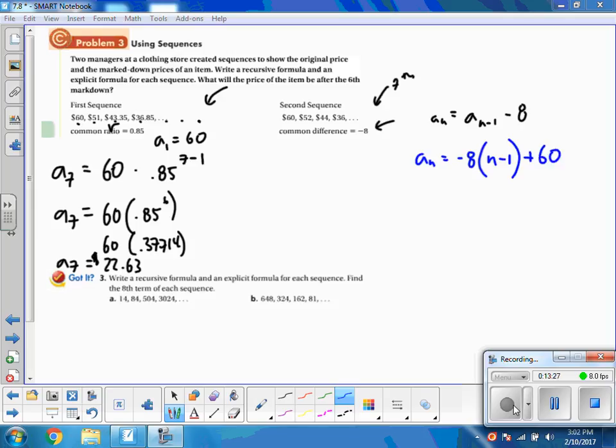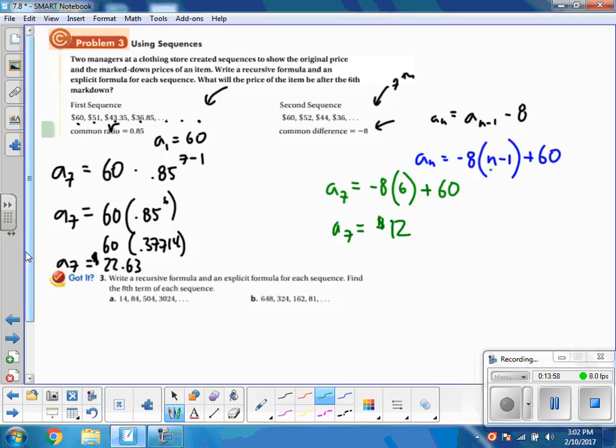So I'm starting at 60. For this one, I would use the explicit formula because I'm going to go out to the seventh term. It's going to be -8 times the seventh term minus 1, so 6, plus 60. I end up with the seventh term being $12 as it keeps discounting.